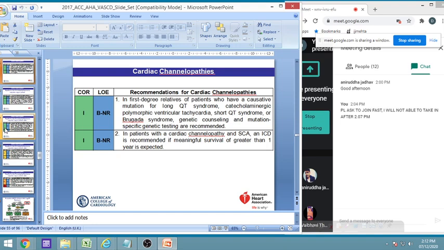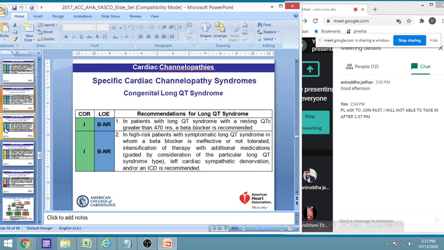Then cardiac channelopathies. We know there are channels through which the impulses are passing, and when these channels are damaged, then we see that arrhythmias are there. We have seen reentrant or circuit type of arrhythmias. So in the various arrhythmias, whether there is a channelopathy or not, ICD is recommended in all cases when meaningful survival of a year or more is expected. There are specific cardiac channelopathy syndromes, some congenital problems. In that also ICD can be recommended.